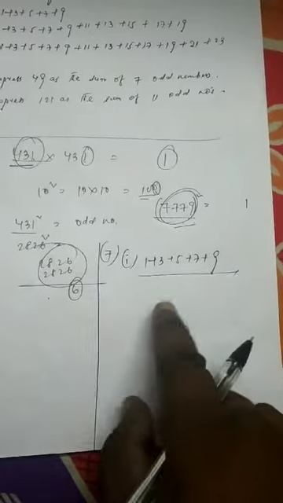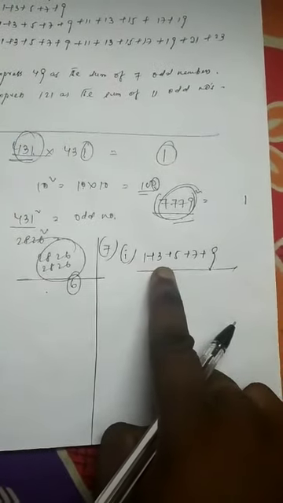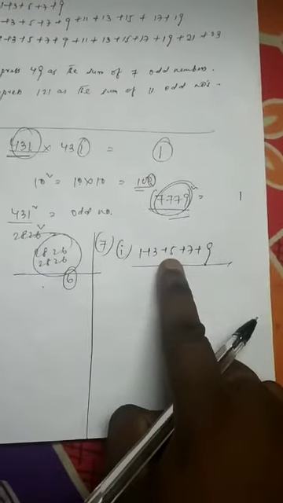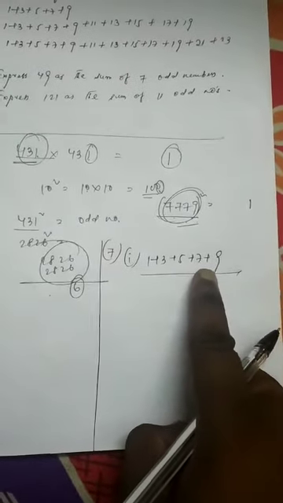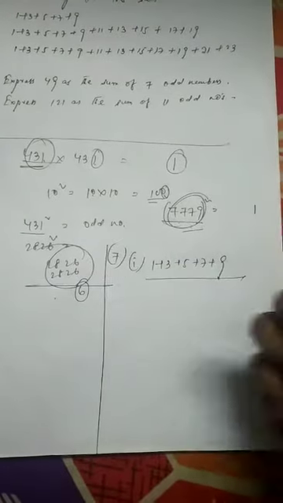If the numbers are in serial, like after 1, the next odd number is 3. After 3, the next odd number is 5. After 5, the next odd number is 7. After 7, the next odd number is 9. This should be in series. It should be consecutive odd numbers.